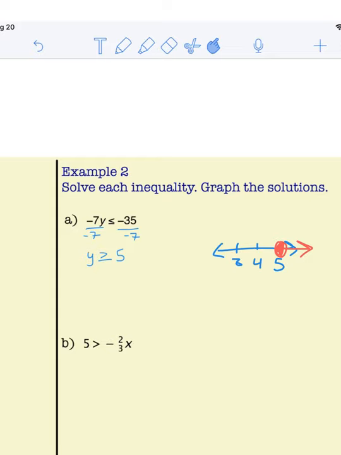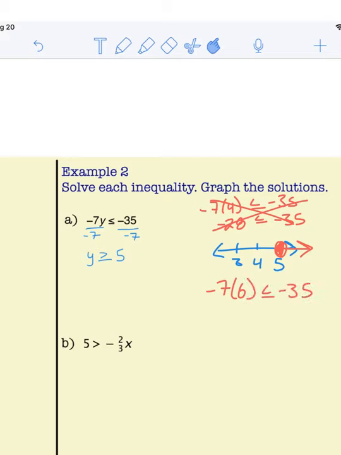4 on the number line is not shaded in. So let's plug in 4 to see if it'll work. Negative 7 times 4 less than or equal to negative 35. Negative 7 times 4 is negative 28, which is not less than or equal to negative 35. But if we plug in 6, which I know the arrow is going to cross over, negative 7 times 6 less than or equal to negative 35. Negative 7 times 6 is negative 42, which is less than negative 35, so it works.